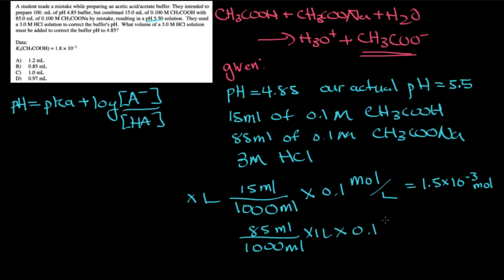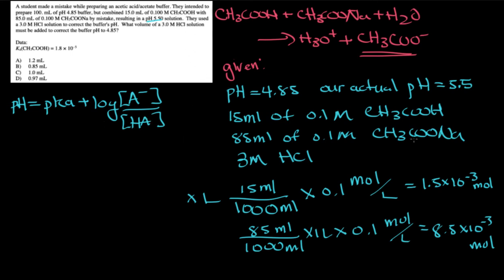Times, again, 0.1 moles per liter. And in this case, we get 85 divided by 1,000. It's just going to be 8.5 times 10 to the minus 3 times 0.1. So we have 8.5 times 10 to the minus 3 moles. Okay. Now that we've found the moles of this, we can put this whole equation in terms of moles, which will make it much easier to find out exactly how much HCl we need.